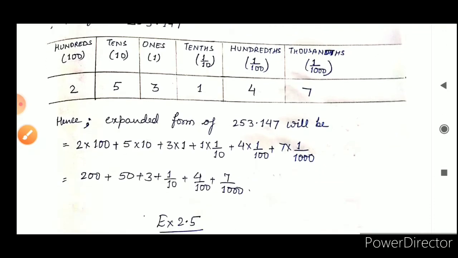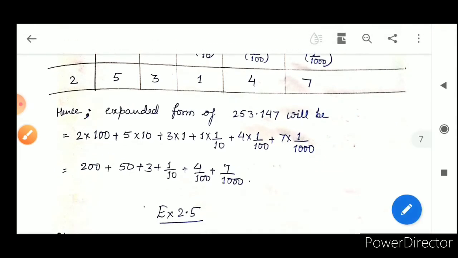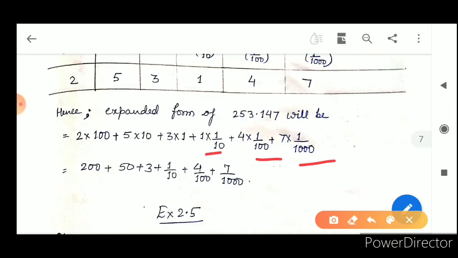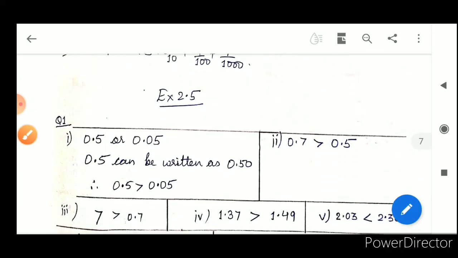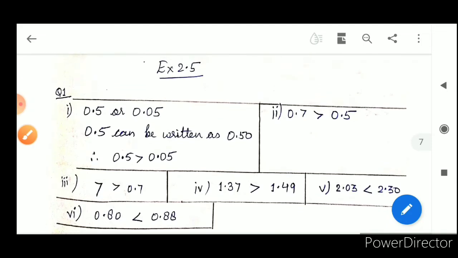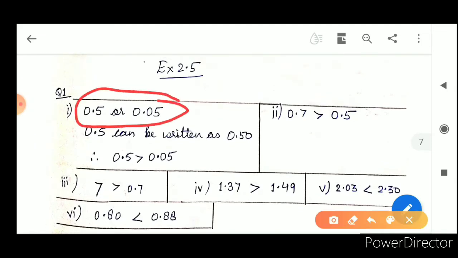Once you write it in the expanded form, it will be multiplied by 1 by 10, 1 by 100, 1 by 1000 and so on. This is the expanded form. In exercise 2.5 we need to do the same thing.